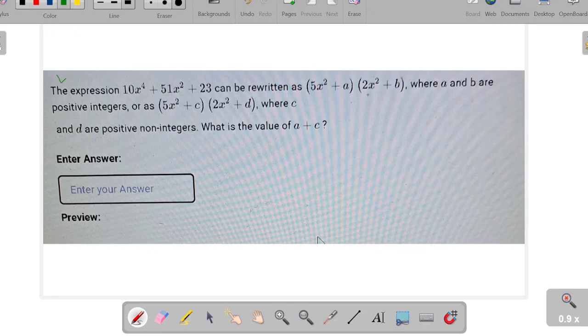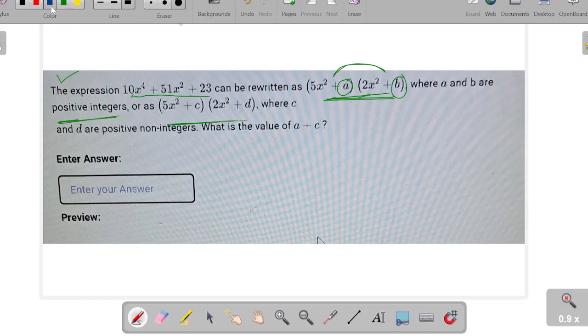So here we are ready with this question. What is given here? One equation is given, right? This is the expression, and it could be rewritten as this or this. When I'm rewriting this expression in this form, A and B are positive integers. It is clearly mentioned in the question. And if I'm writing the same expression in this form, then C and D will be non-integers. Non-integers could be fractions or decimals. I have to find out the value of A and C, then add both of them.